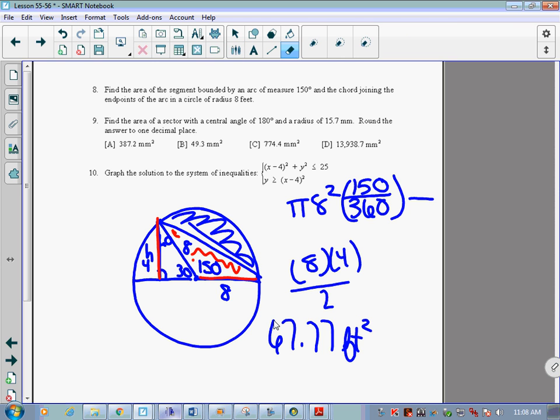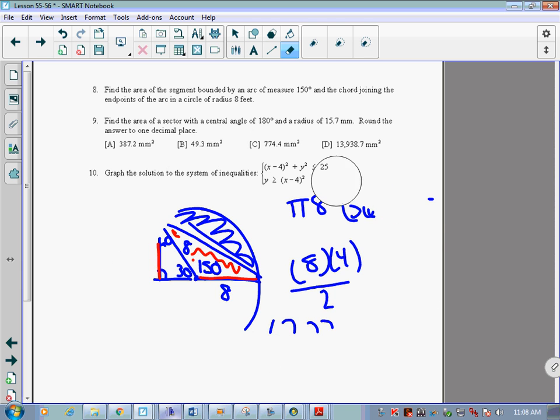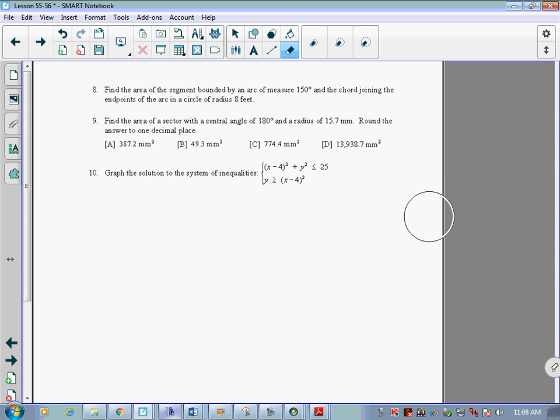All right, let's look at 9. Find the area of a sector. This goes back to like number 7. Find the area of a sector with a central angle of 180 degrees, radius of 15.7. You can do this. It shouldn't be a problem. You should get A for an answer. You should get 387.2. All you're doing there is taking pi times 15.7 squared times 180 over 360. Okay, and that should give you 387 over 2.